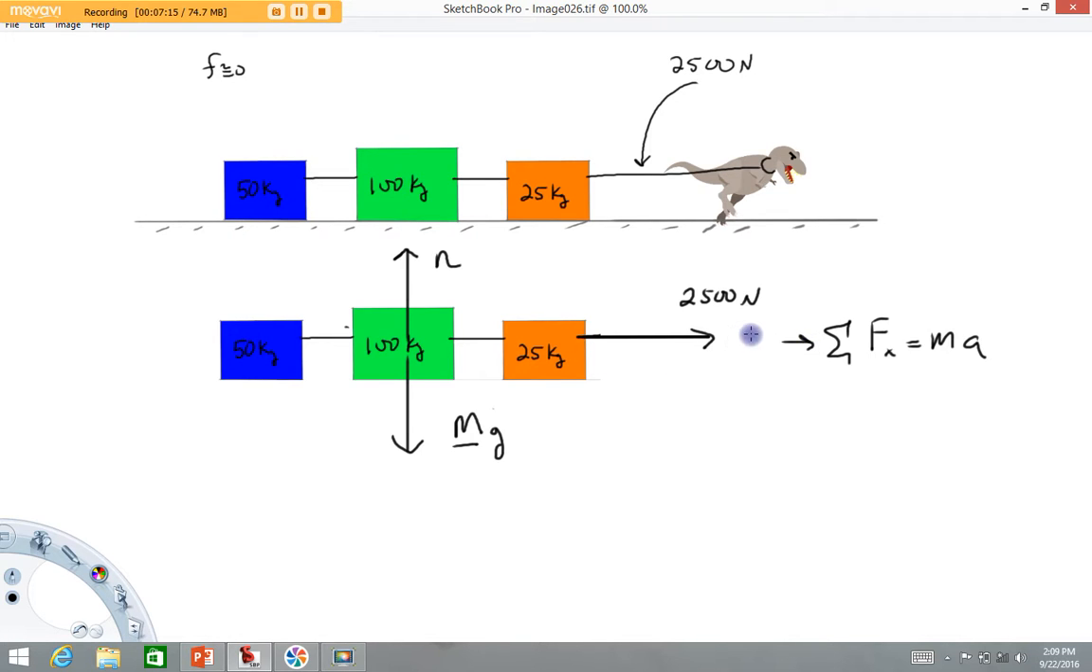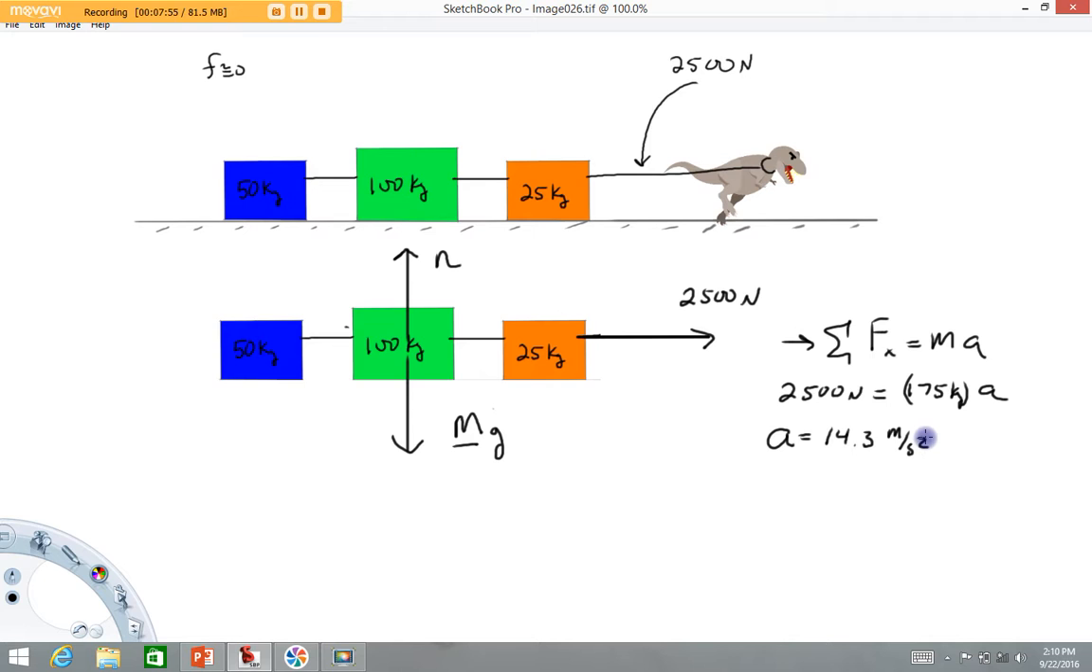And I look at my free body. This is the only force in the x direction, so we've got 2,500 newtons equals the mass of the system. Now my free body has 175 kilograms of mass, and then times the acceleration. This equation can easily be solved for the acceleration. And we get about 14.3 newtons per kilogram.